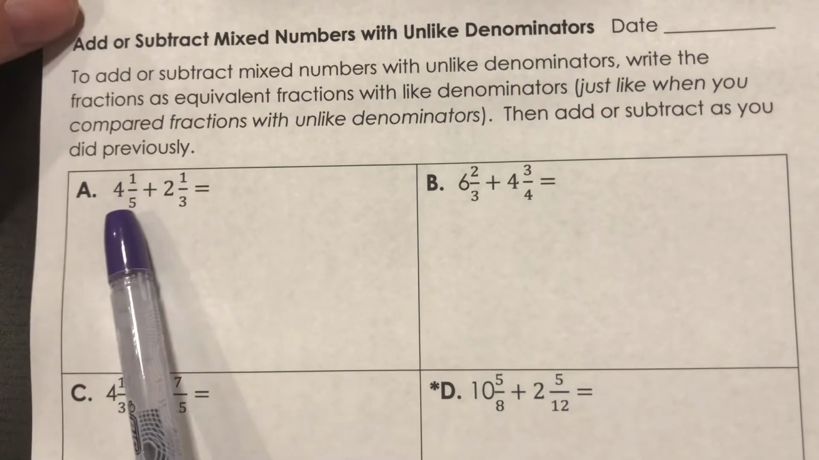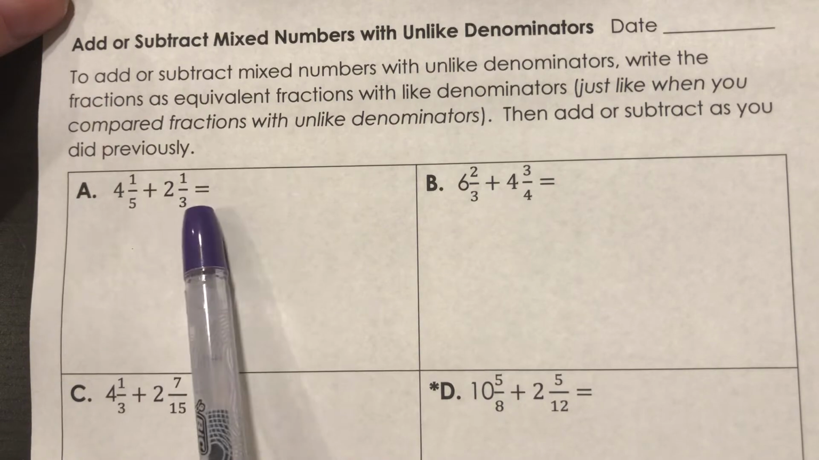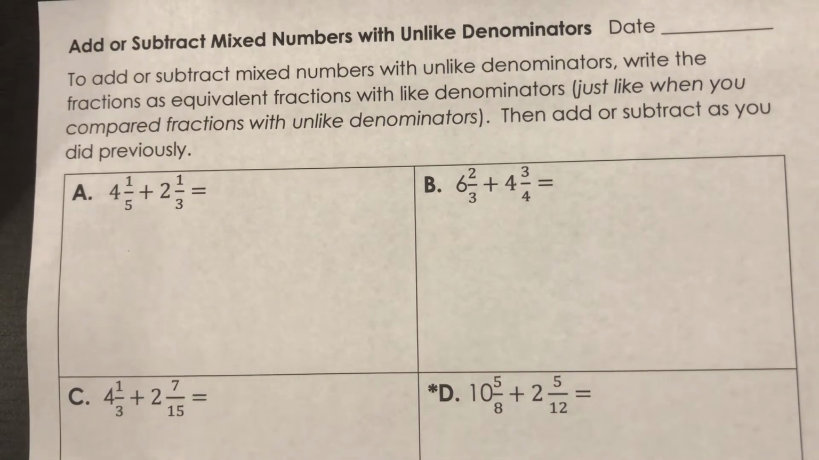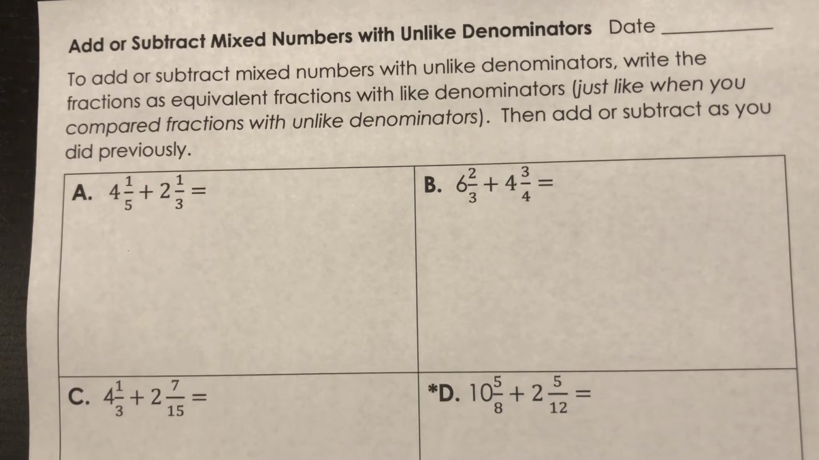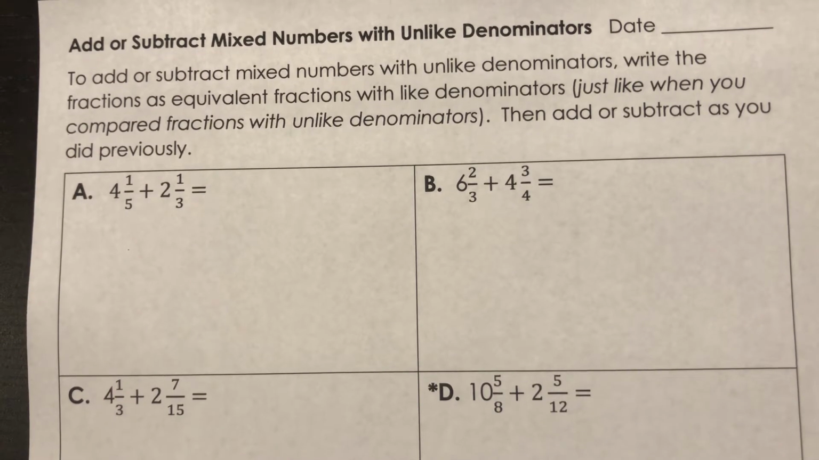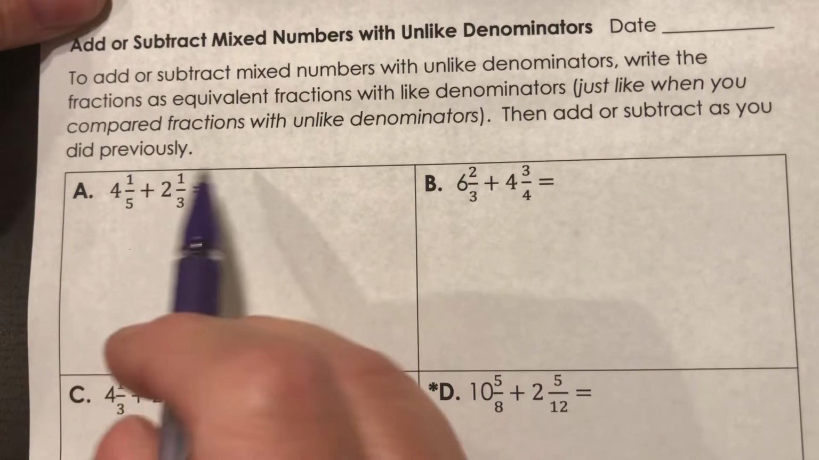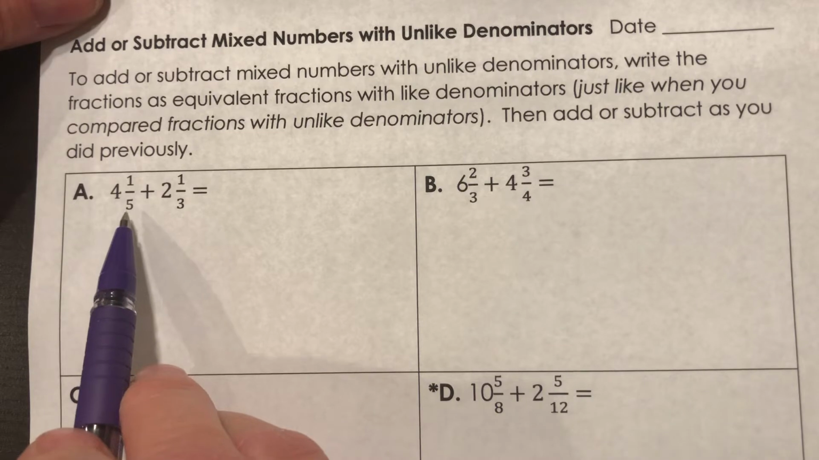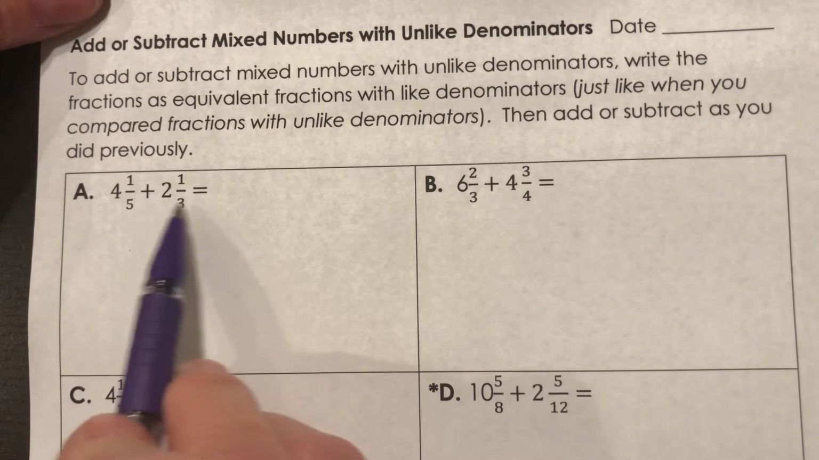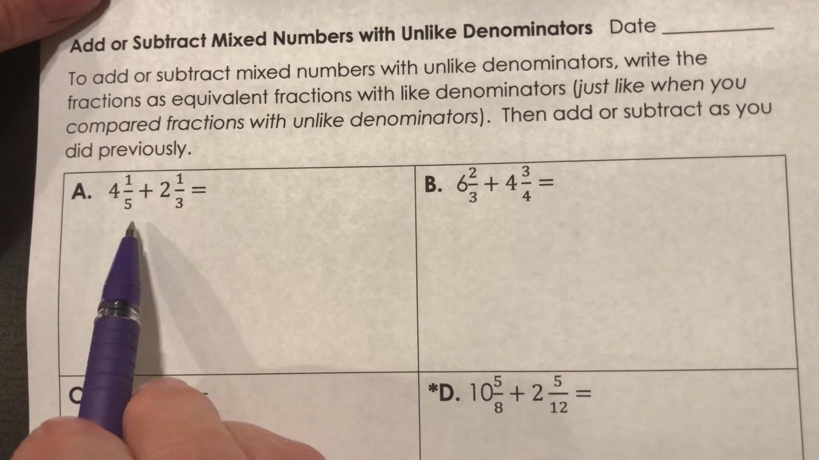Okay, so for letter A, I notice this is 1/5, this is 1/3. Those don't match. So our first step is to get them to match, right? We need to have the same denominator. The pieces need to be the same size. So I would first ask myself, can I multiply 3 by something to get 5? Nope. And then the LCM of 5 and 3 is 15. That's the first multiple they have in common if you count by them.